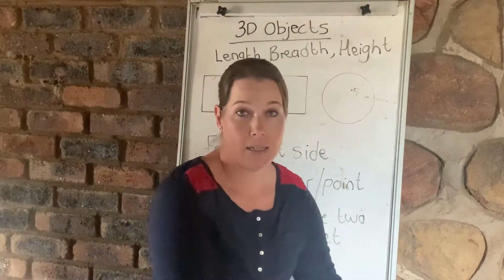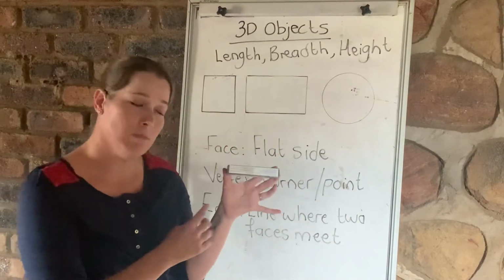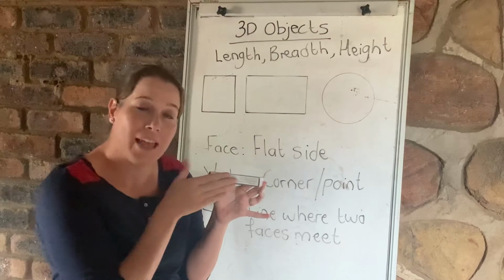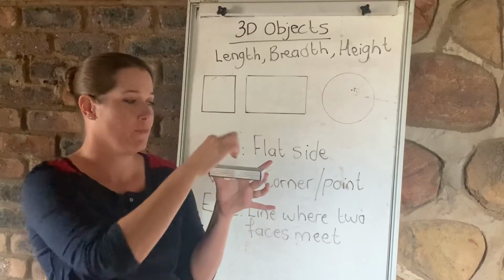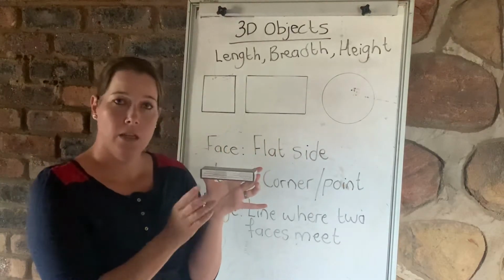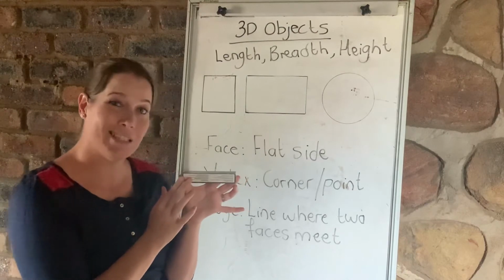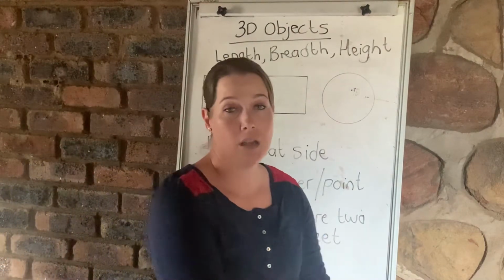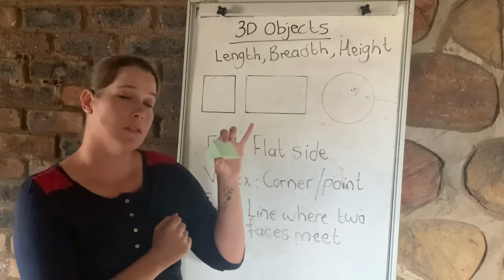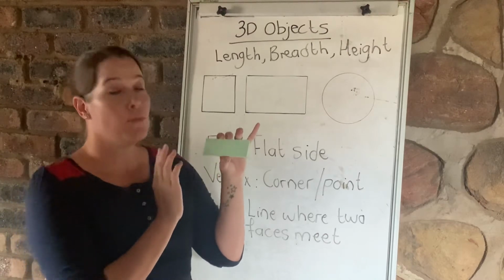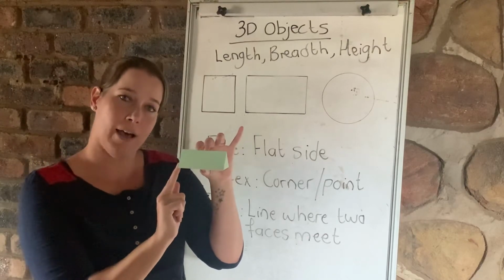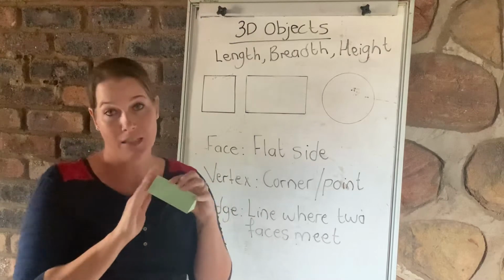If we look at a rectangular prism, remember this is a rectangular prism because the end faces are rectangles. A face is a flat side. So let's count the faces. 1, 2, 3, 4, 5, 6. So a rectangular prism also has 6 faces. If we look at this object, it is a triangular prism because the end faces are triangles. The number of faces will be 1, 2, 3, 4, 5. So a face is a flat side.